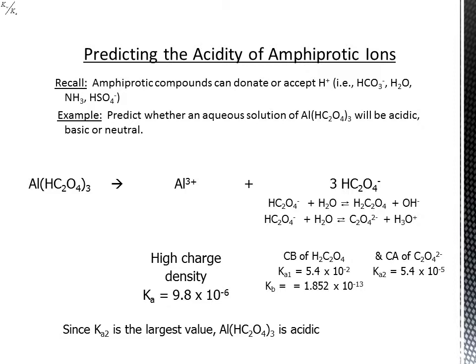So looking at the three equilibrium constants, we see out of the three values, Ka2 is the largest. So that means that it's going to have the most impact on the water equilibrium. And so this salt is going to produce an acidic solution. There's the qualitative explanation. Let's look at it quantitatively.